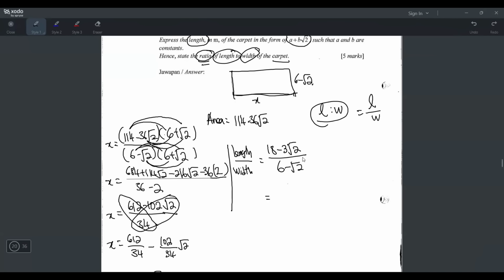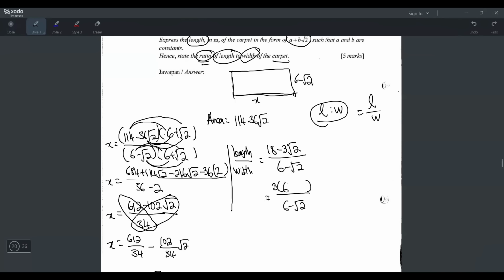Okay, sebenarnya square root 2 and square root 2 ni tak boleh potong. Okay, what you have to do is you have to factorize. So 6 minus square root 2, nothing you can factorize, so don't do anything. But 18 and 3 you can factorize, right? 18 and 3 square root 2, both these two terms, they both can divide by 3. So let's do that. 18 divided 3 is 6.